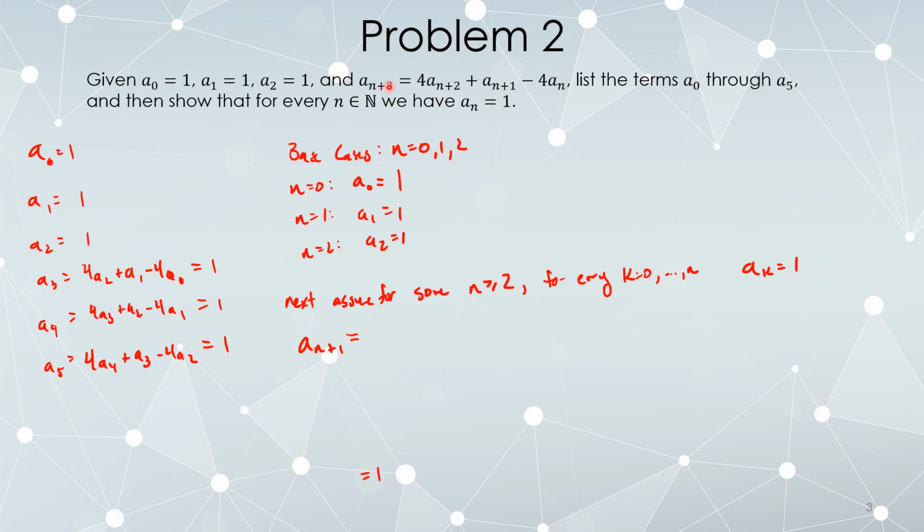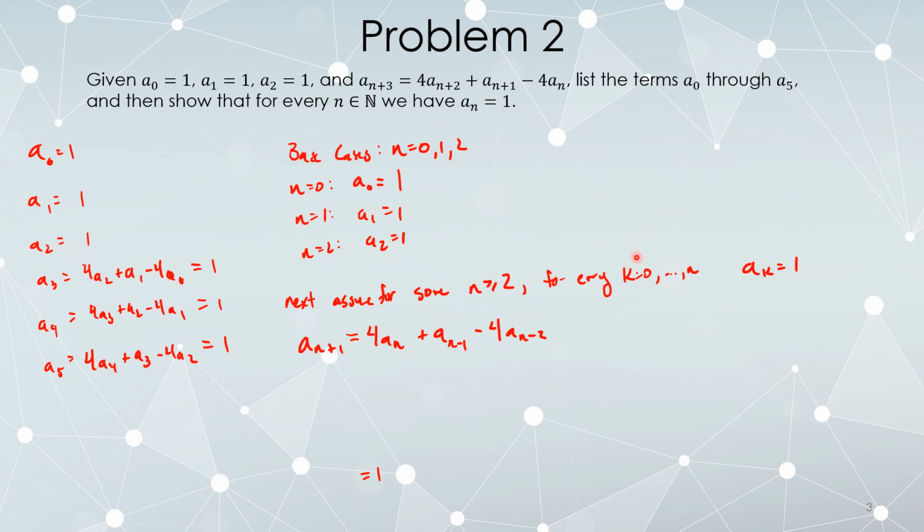So one term is given by 4 times the previous plus the one before that minus 4 times the one before that. So a sub n plus 1 is 4 a sub n plus the term before a sub n, which would be a sub n minus 1, minus 4 times the term before that, and the term before a sub n minus 1 would be a sub n minus 2. Once we're taking things away from indices, we do want to be careful, but since we assumed n was 2 or larger, none of these indices, n minus 1 and n minus 2, are going to be negative.